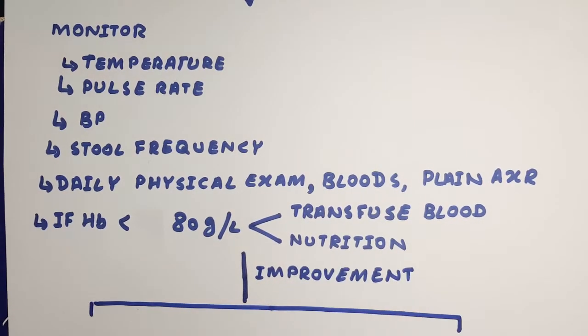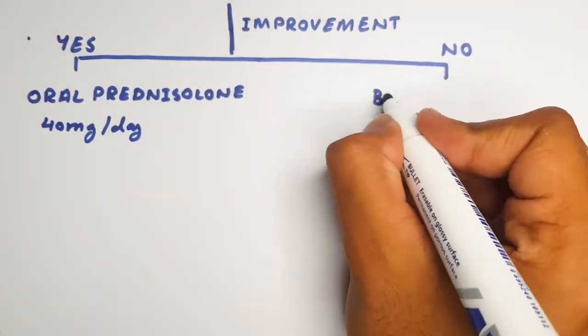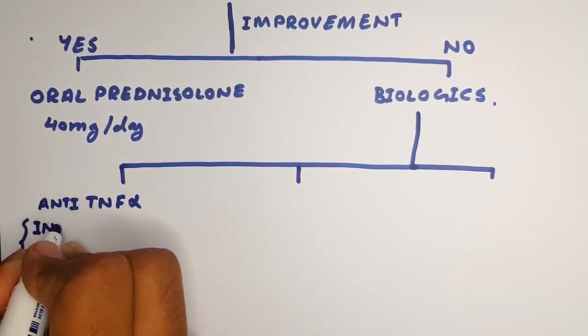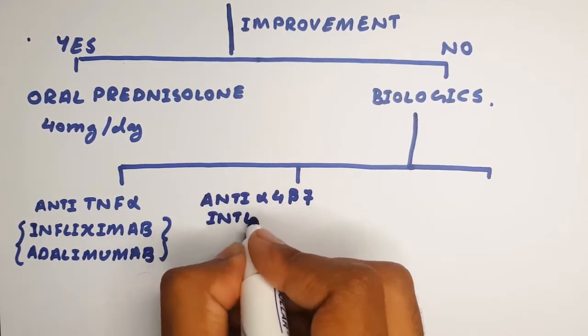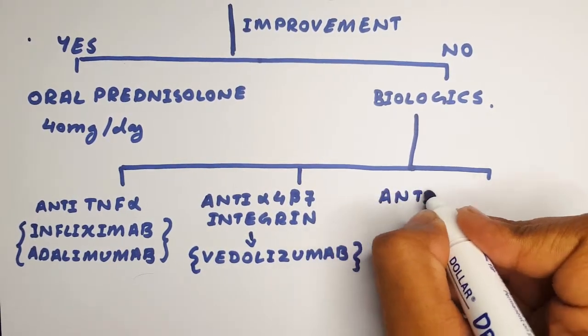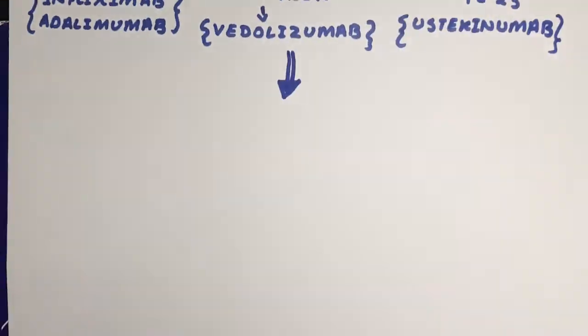Is the patient improving? Yes, then we downgrade to oral prednisolone again. If not, then biologics have a role, which include anti-TNF-alpha drugs like infliximab and adalimumab, or anti-alpha-4 beta-7 integrins, which are monoclonal antibodies, and we give anti-interleukin 12 and 23s, which include ustekinumab.